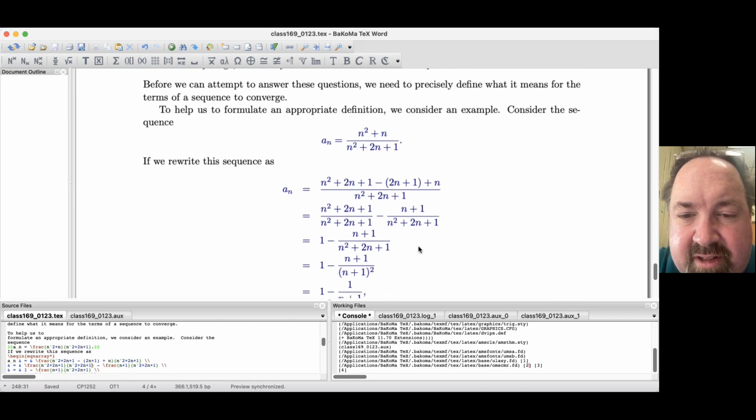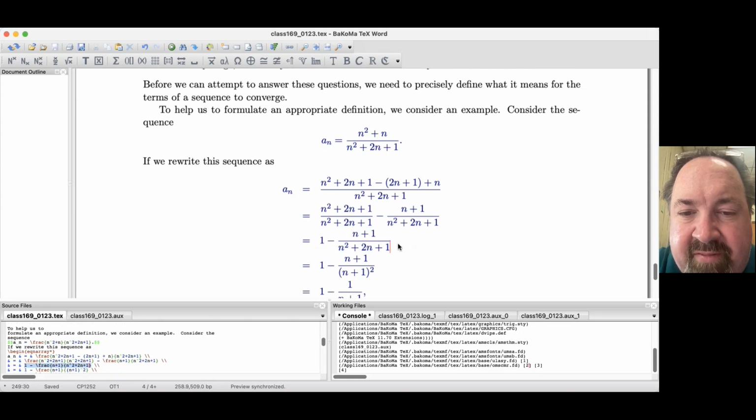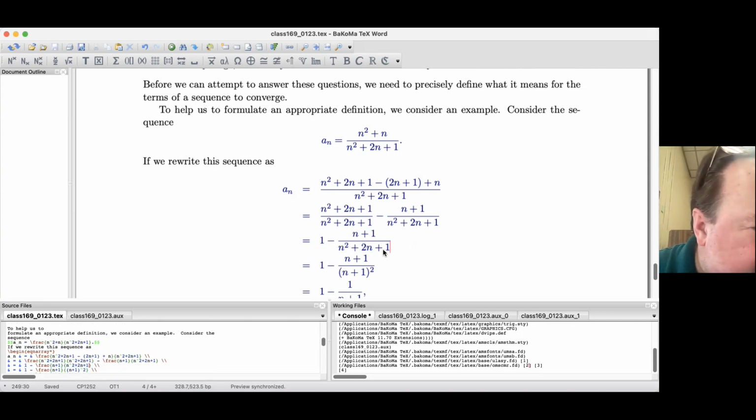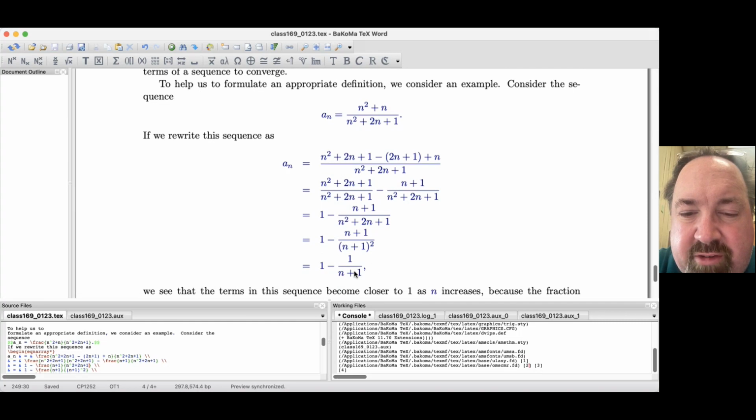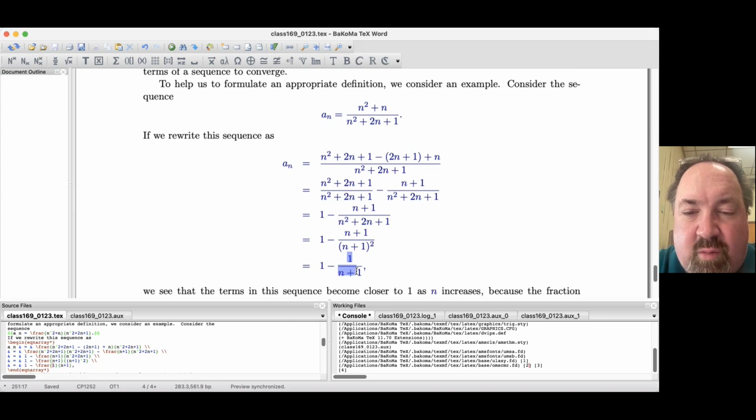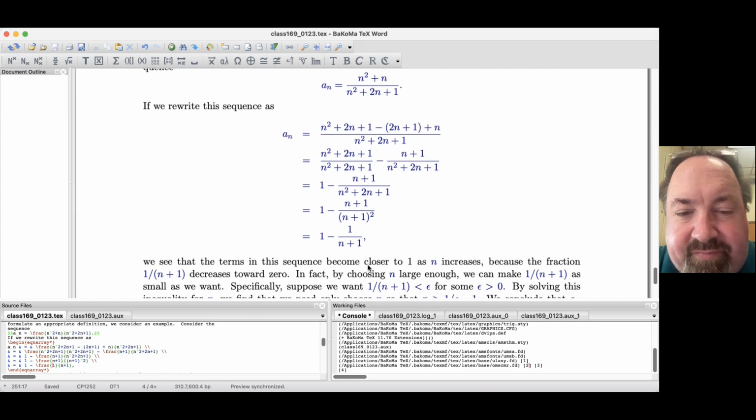So now I have this, but then n squared plus 2n plus 1, it's good to be able to recognize that this expression is actually a perfect square. It's n plus 1 quantity squared. So now I'm going to simplify this a little further, and I get 1 minus 1 over n plus 1. So what happens in terms of this sequence as n goes to infinity? The denominator here gets larger and larger, while the numerator is fixed at 1. So this number, 1 over n plus 1, is going to get smaller and smaller, eventually converging to 0. So the terms of this sequence converge to 1.